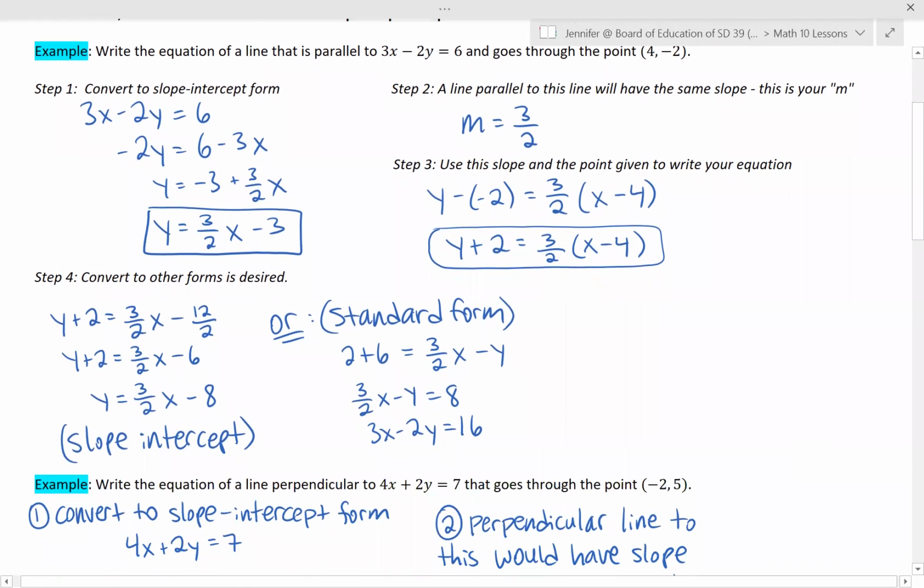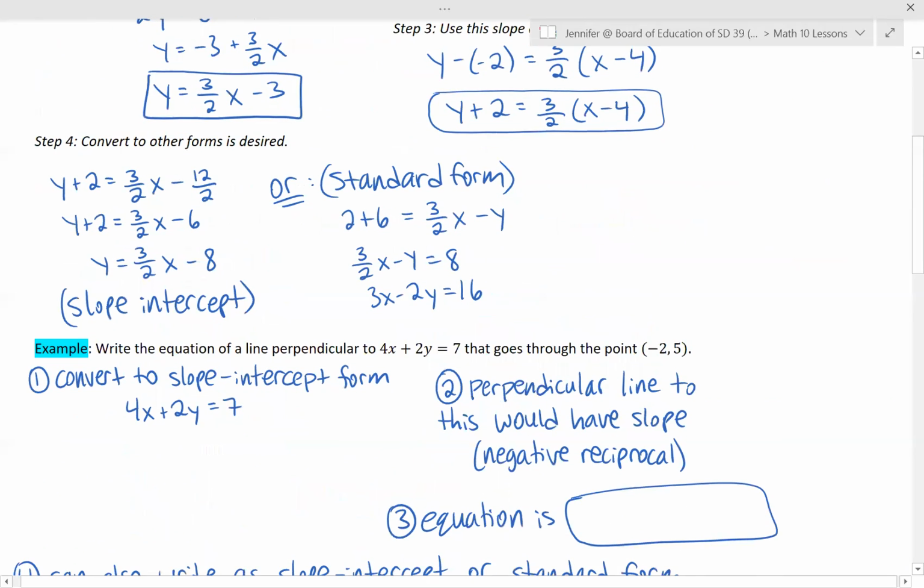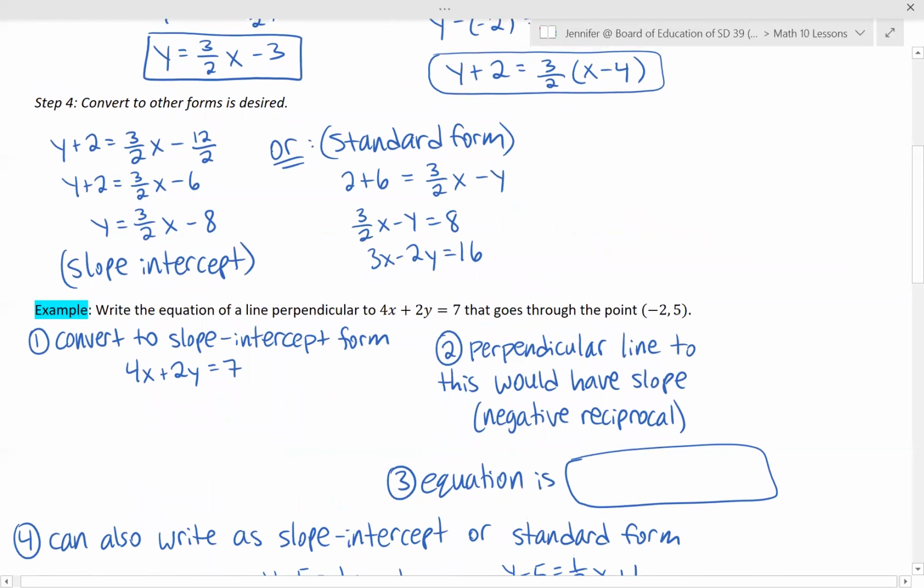Another example, write the equation of a line perpendicular to 4x plus 2y equals 7 that goes through the point (-2, 5). We want to come up with an equation that matches these characteristics. So as always, our first step is to convert to slope-intercept form because this is way easier to work with than standard form. So we're going to get our y on its own.